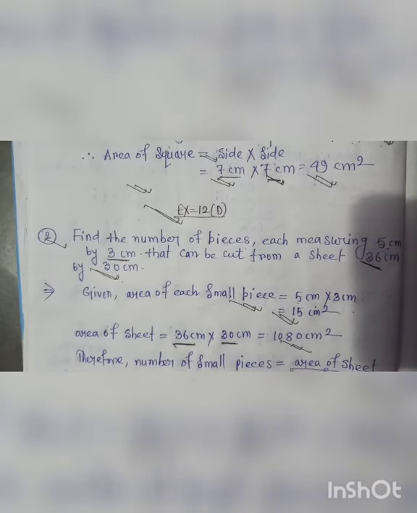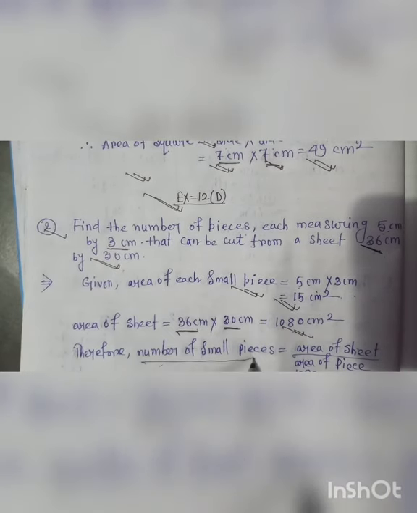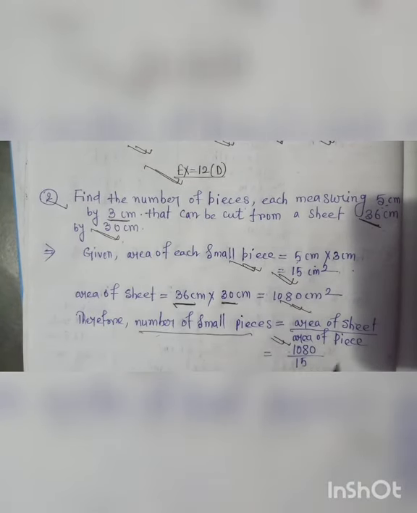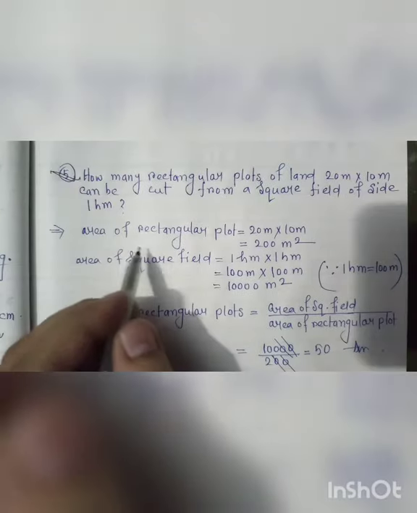We need to find the number of small pieces. For that, we need to divide: the number of small pieces will be area of sheet divided by area of the pieces. That means 1080 by 15, therefore 72 pieces. Problem number 5 from exercise 12D.